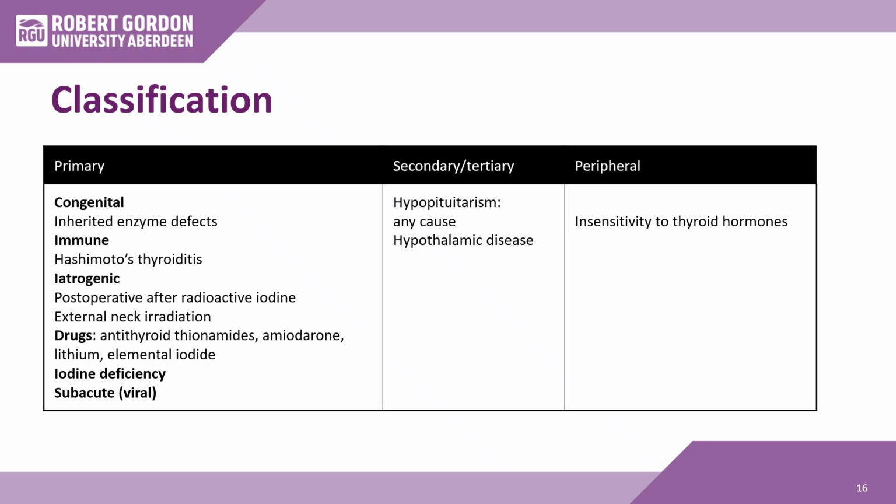When it comes to classifications, they are listed here. We have primary, secondary, and peripheral. So under primary, they are broken down to congenital, immune, iatrogenic, drug-induced, iron deficiency as well, and could be viral related. And then secondary, tertiary, again, remember it's from the hypopituitary malfunction there. And peripheral is insensitivity to the thyroid hormones.